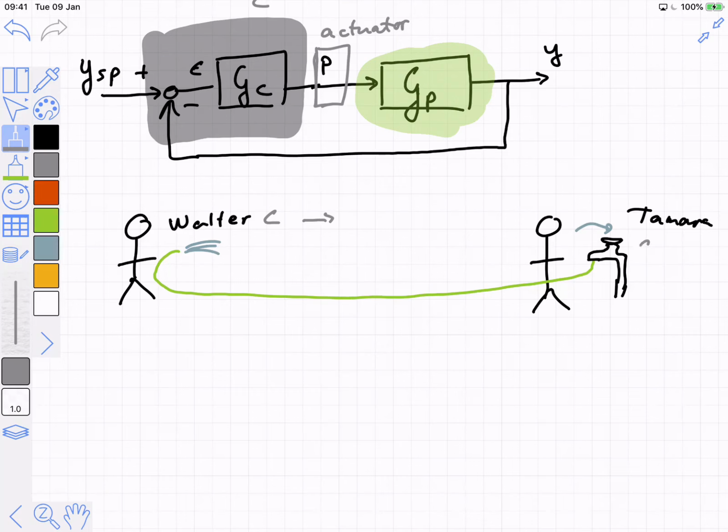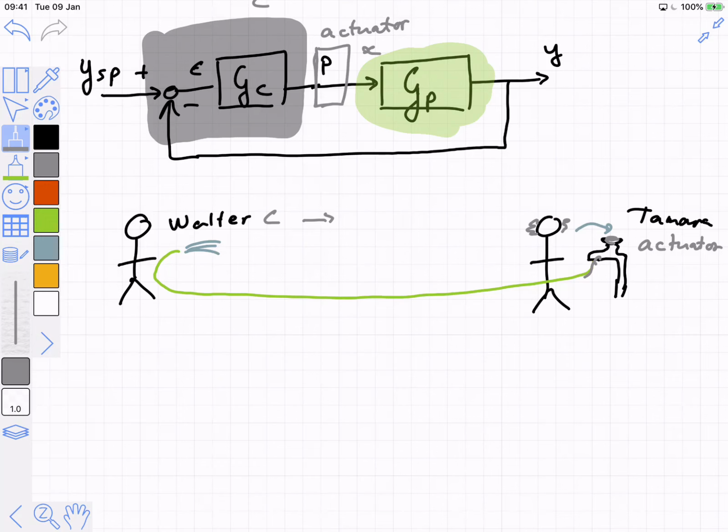Right, so Tamara is the actuator. That's the whole of everything that goes from her ears all the way through to the tap. The system is taking that valve fraction and converting that to a flow rate. Okay, so the system is everything that goes from how open the valve is all the way back. Okay, now we can start thinking about strategies that Walter could use to get the flow that he wants.